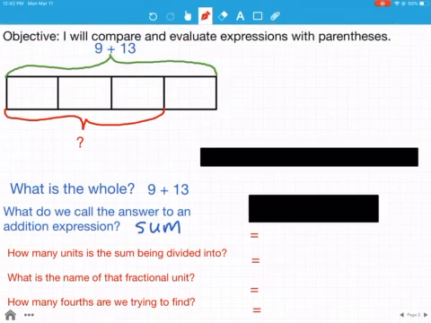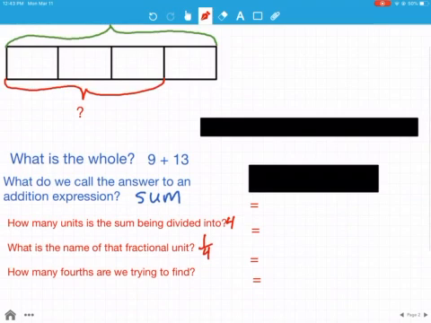Now we look at the next part of the problem. How many units is the sum being divided into? We can see that there's 1, 2, 3, 4. So it is 4. Now how would we write the fraction of one of those? 1/4. Now how many fourths are we trying to find? 3/4.